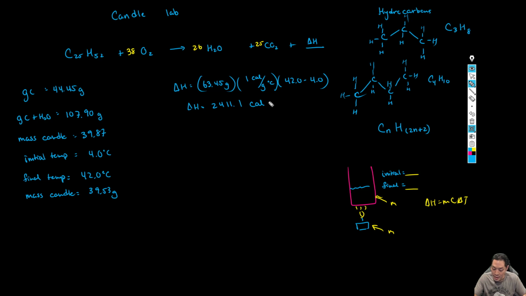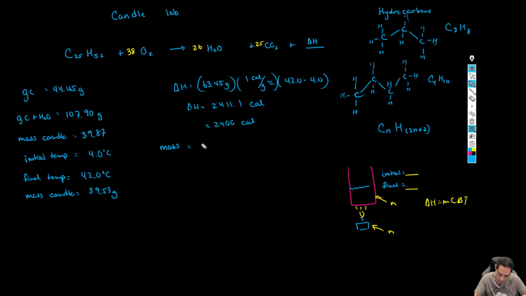All right. Now let me just make sure my sig figs are right. Technically, this is my smallest sig fig, so let's just round it off to 2400 calories. All right. So this is burned, but it's not like a mole. We didn't burn a mole of this. We didn't even burn like the whole candle. But we did burn a certain amount, so we want to find the mass of the candle.